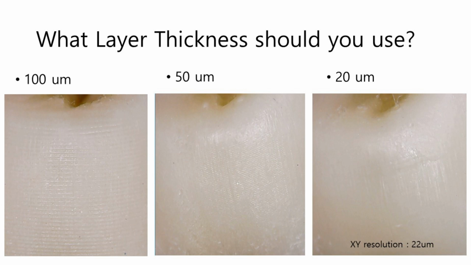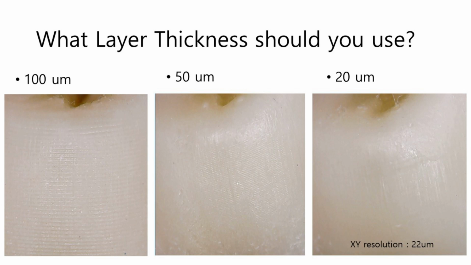With a 100 microns layer, the lines are clearly visible. This setting can be used to quickly create temporary teeth and guides. A 50 microns layer thickness makes layer lines less pronounced, which is a good choice for most common models. This thickness provides a balance of fast print time and adequate detail.